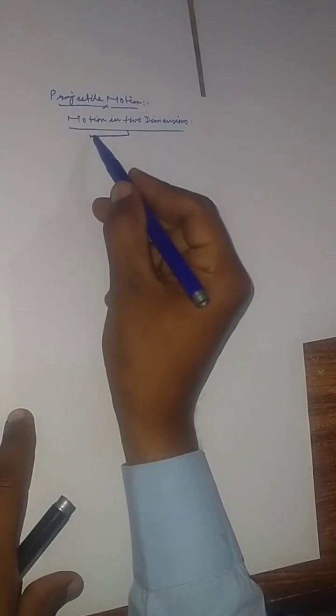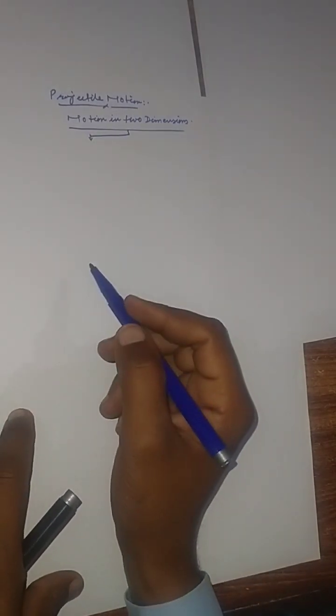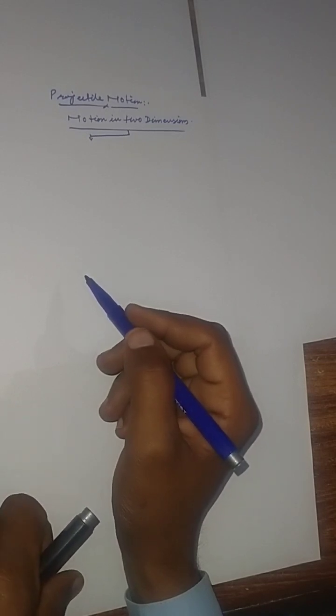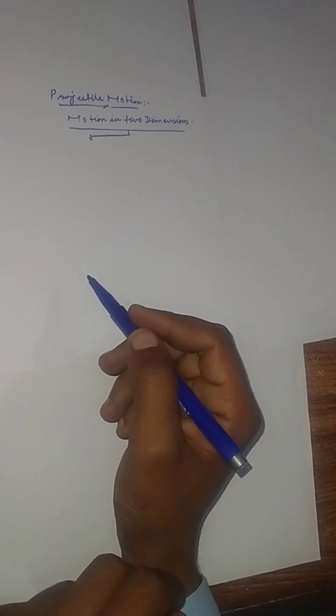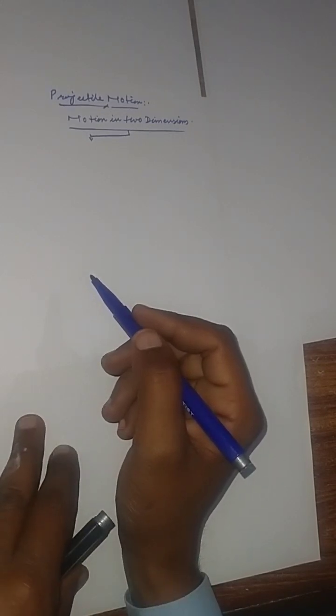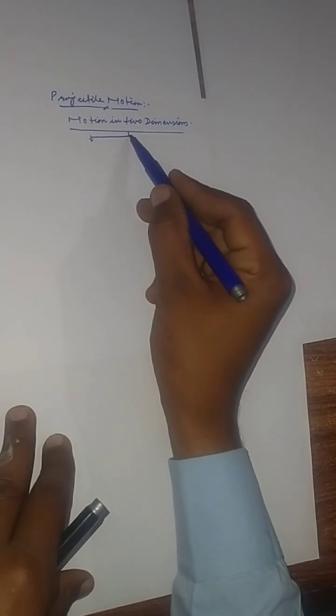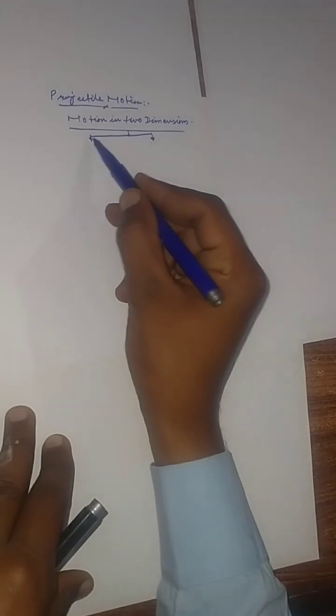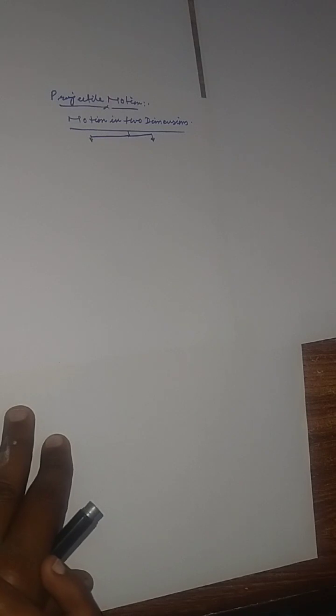Motion in two dimensions. Projectile motion. As we know, motion in two dimensions is considered as if any body moves along two dimensions at a time or simultaneously. Or we can say, if a body moves along two directions, let's say x and y, at the same time, that is called motion in two dimensions.